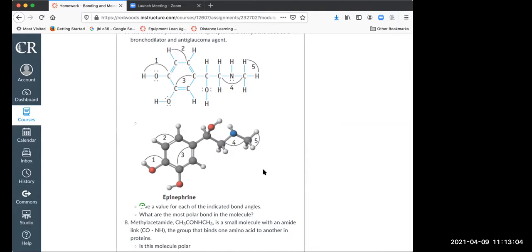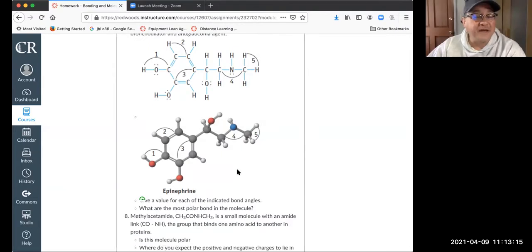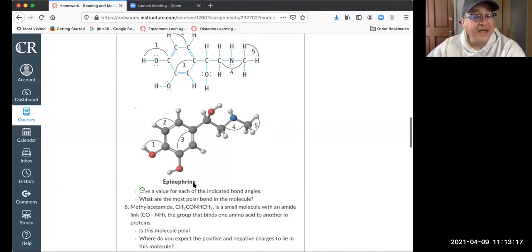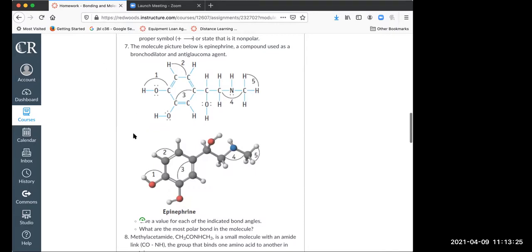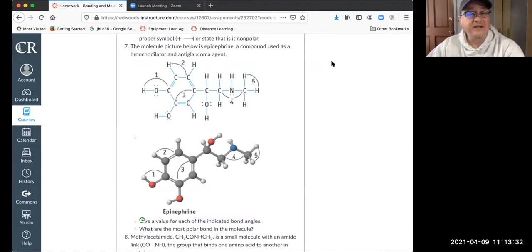For these angles, we're looking at, like you said, the central atom, and that's where we're getting the angle from, in relation to that central atom. That's the key. So we're supposed to give values for the bond angles. And what is the most polar bond in the molecule? That seems pretty straightforward because you just have to look at what is attached to that central atom. So let's take a look here.